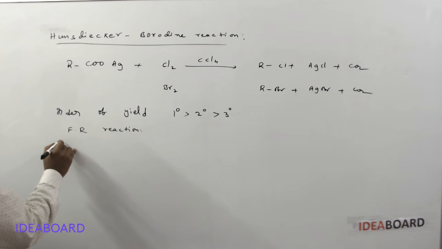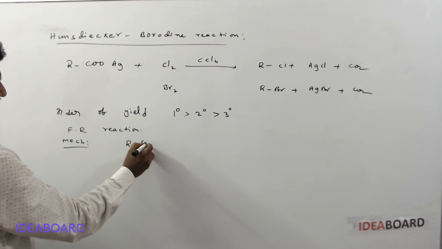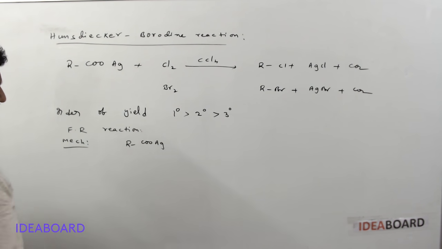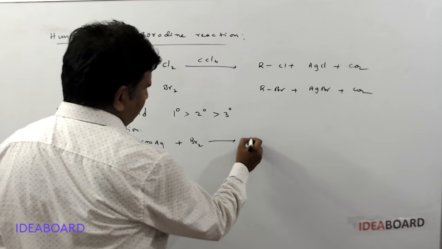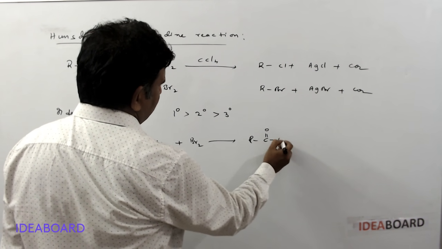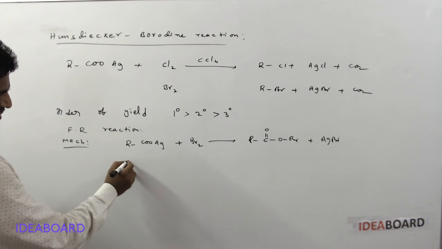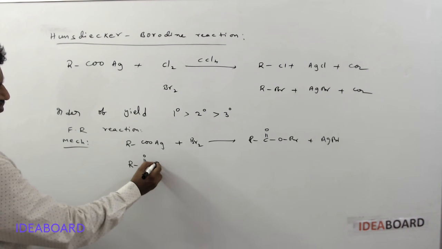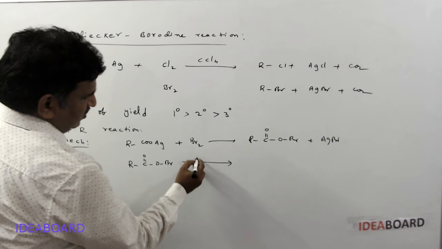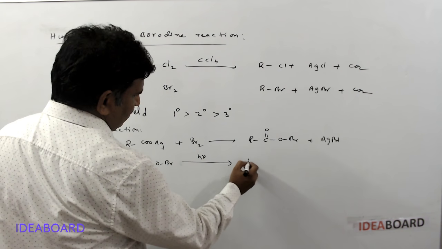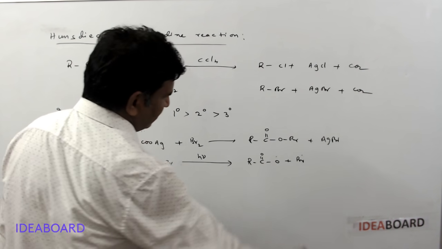Here, free radical reaction means what is the mechanism? The simple mechanism we have: first, RCOOAg reacts with bromine, suppose Br2 is taken, forming RCOOBr plus AgBr. In the next step, RCOOBr, not reacts here, it is decomposing in the presence of sunlight to give RCOO free radical plus Br free radical.